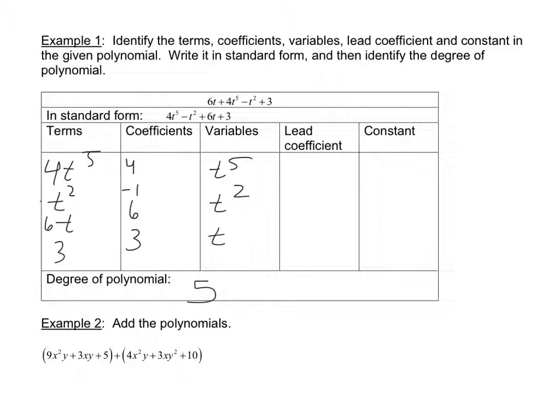The lead coefficient. Well, what's the number attached to the largest degree? The degree is 5. What's the number? Positive 4. The constant is 3. Alright, so let's figure out how we can add and subtract these.